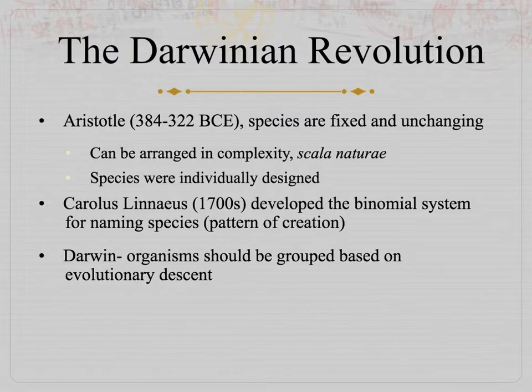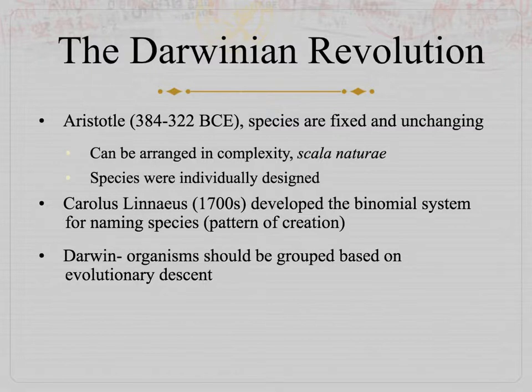Okay, so the first person that we should talk about is Aristotle with his Scala Natura, which he thought that species were fixed and unchanging. The amount of species that were always there, and that's what was going to be there. Okay, because he believed that species were individually designed by a creator. This was in like the 300 BCs.